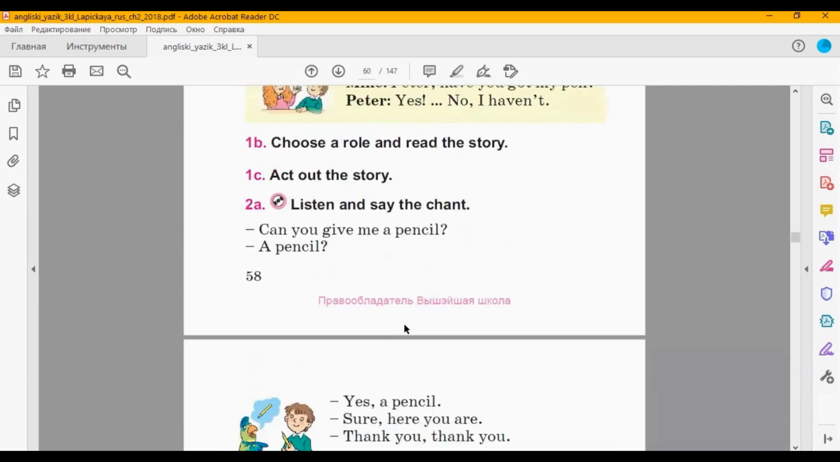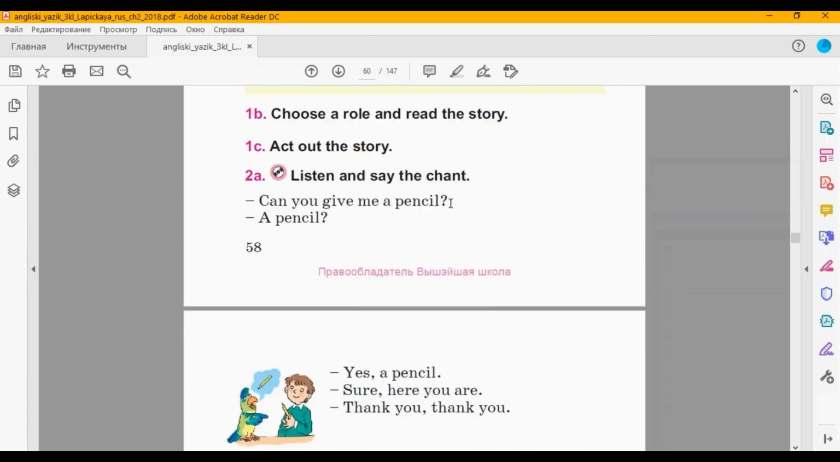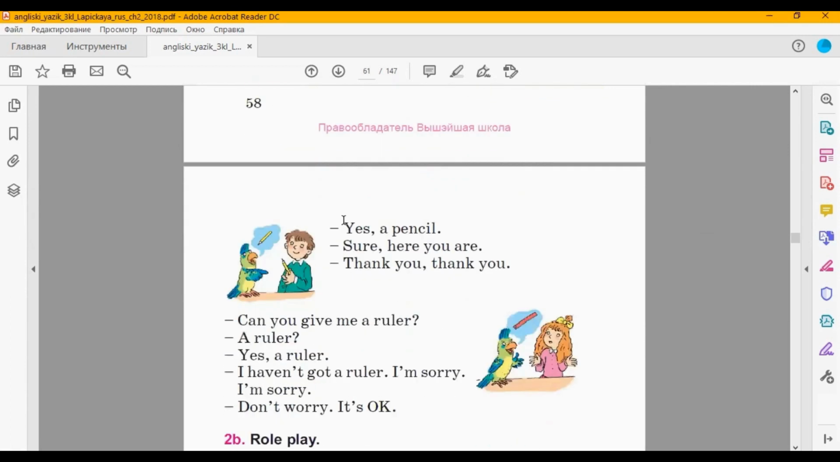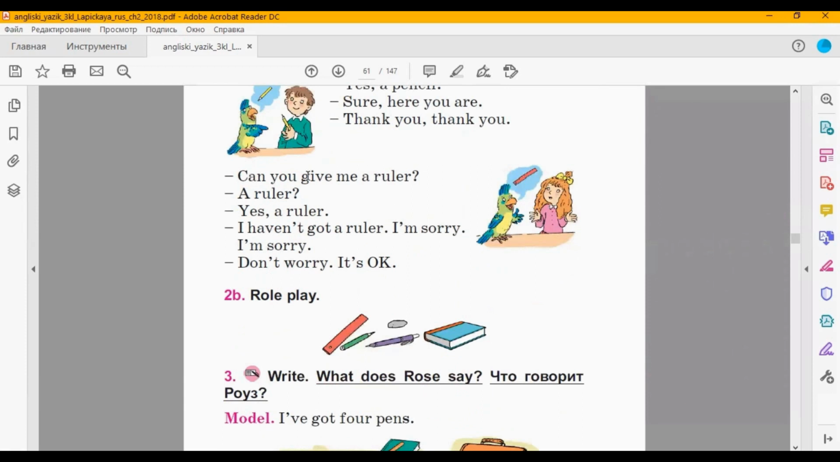Okay, now let's read together, my dear friends. Repeat after me. Can you give me a pencil? A pencil? Yes, a pencil. Sure, here you are. Thank you. Can you give me a ruler? A ruler? Yes, a ruler. I haven't got a ruler. Don't worry, it's okay.